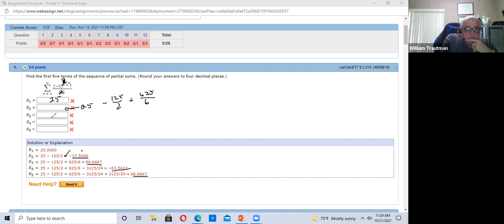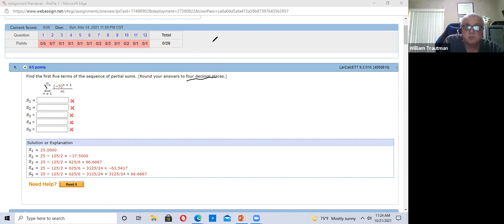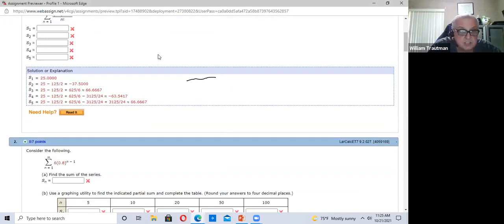And all they want you to do is do the summations. Once again, this just means find the sum of the first term. Here, find the sum of the first 2 terms. Find the sum of the first 3 terms, find the sum of the first 4 terms, and so on. That's all they wanted you to do in these problems. And they know you want a decimal number because up here it says round to 4 decimal places. So that's not too bad.